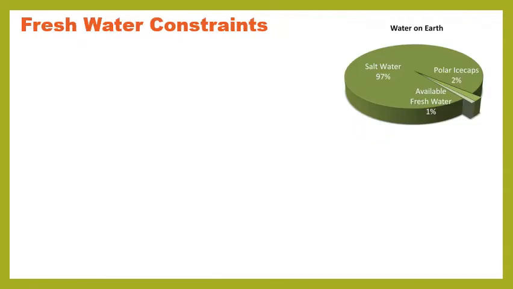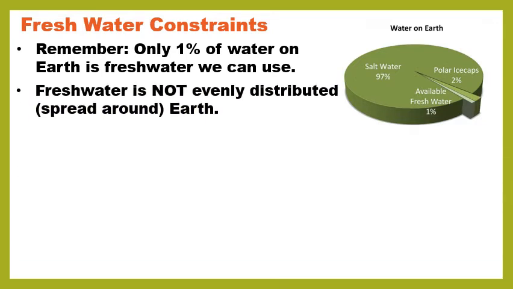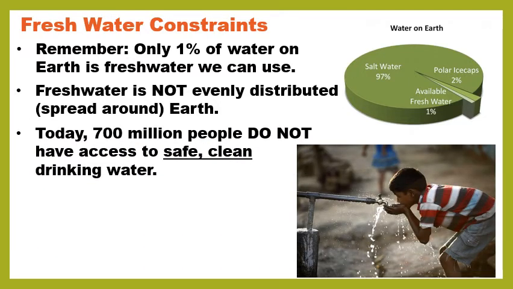Let's take a closer look at freshwater constraints. Remember that most of the water on Earth is salt water, and there's only a small percentage of fresh water that we can use to meet our needs. So about 1% of water on Earth is fresh water that we can easily access to use for drinking and cooking. Fresh water, again, is not evenly distributed or spread around Earth. So today, about 700 million people do not have access to safe, clean drinking water. So that means that there might be fresh water available, but that fresh water is polluted or could contain organisms that can make people really sick.